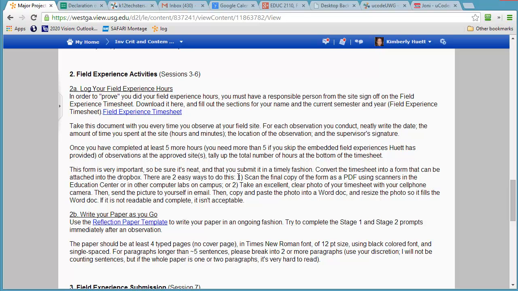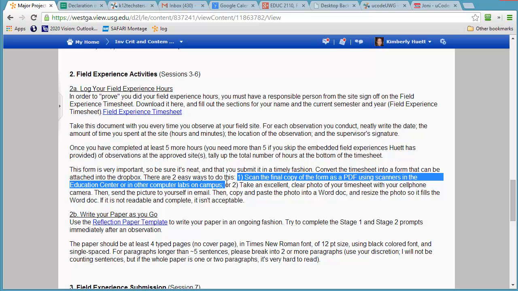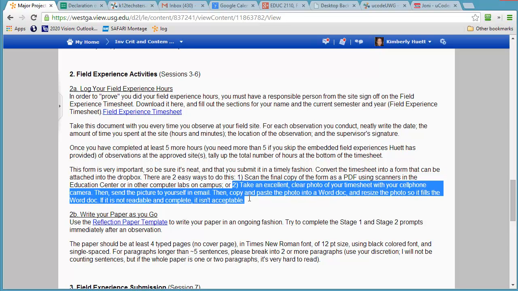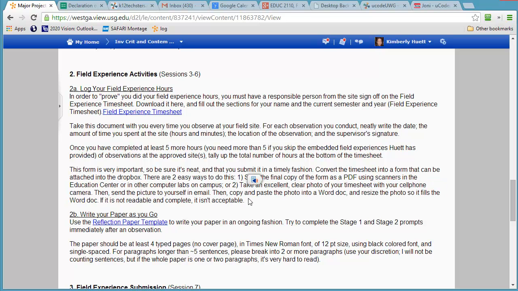You have two options. You can use a scanner to turn it into a PDF. You can go to the Education Center. We've got scanners in both of the computer labs, and the ITS grad student can help you figure out how to do that. Or you could take an excellent clear photo of the timesheet with your cell phone. Now, I've had some people turn in some really fuzzy, awful photos, so don't do that. Get some good light going, no shadows. Don't do shaky cam with your hand. Make sure it's focused. Take the picture.